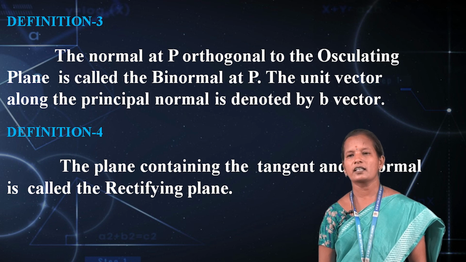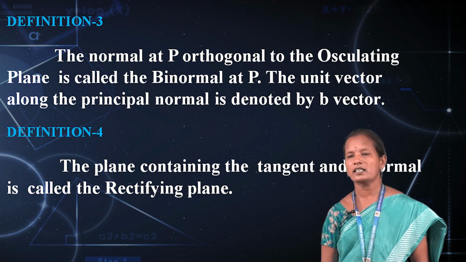The next one is the rectifying plane. The plane containing the tangent and binormal is called the rectifying plane.